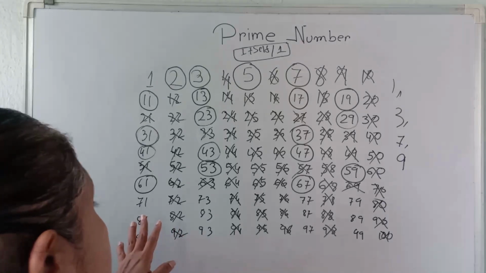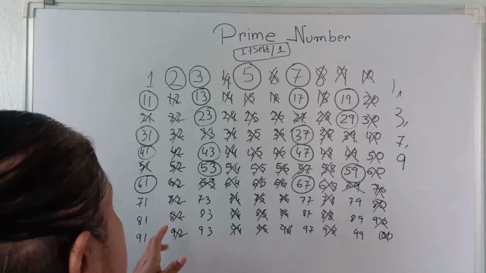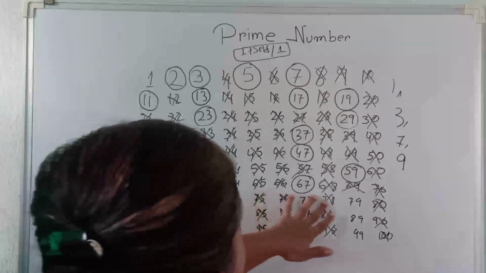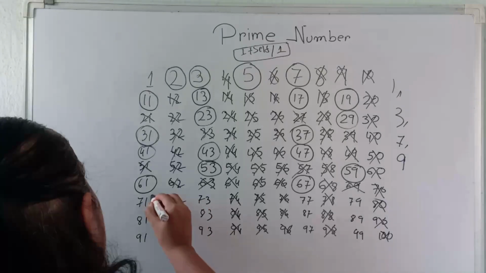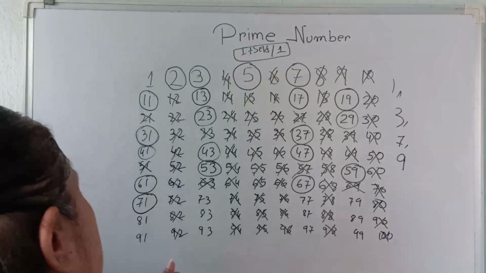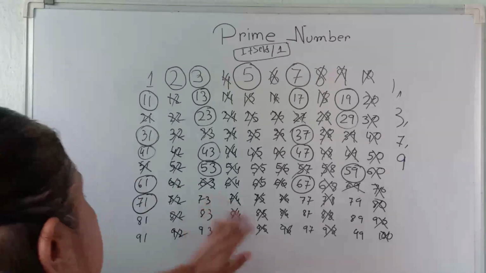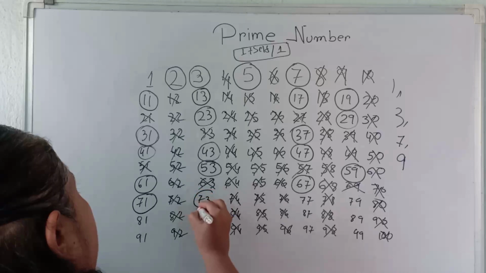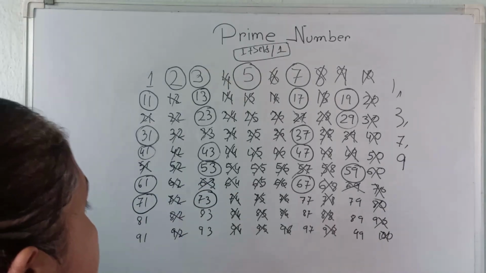Let's check 71 to 80. Okay, 71 to 80. So 71, 73, 77 and 79. Let's check. 71 is only divisible by 71 and by 1 itself. 71 is a prime number. Next 73. We cannot divide 73 by any other number, so 73 is also a prime number.